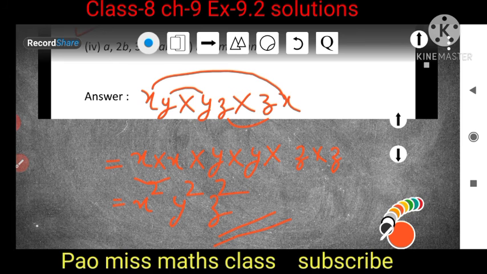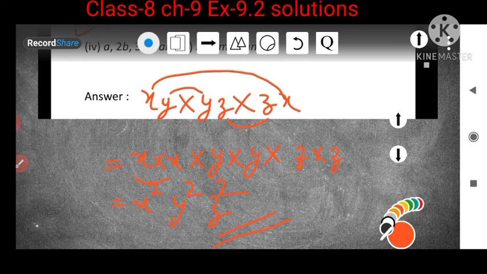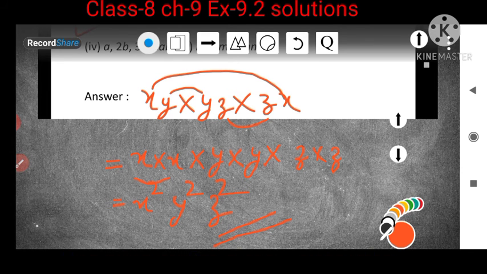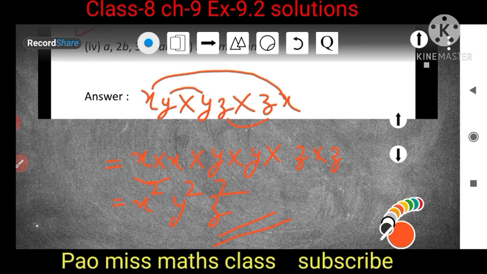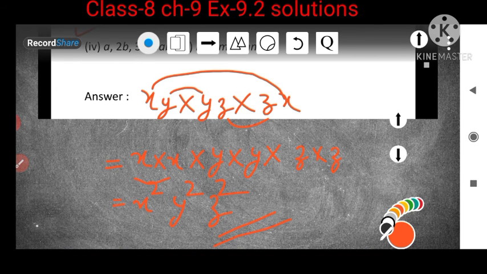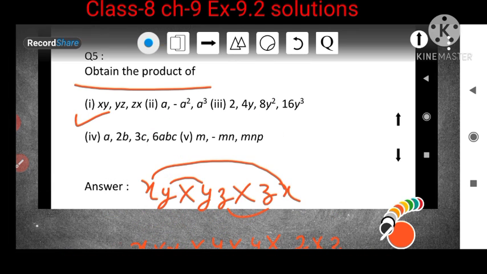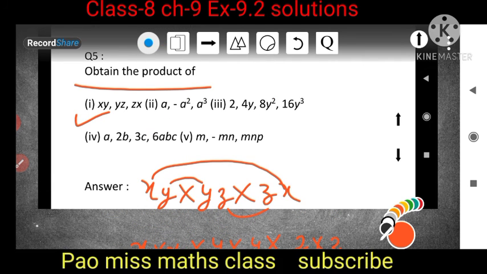Okay, very simple. If the variables are the same, then their powers will be added. Okay, if there is no power, then we have to assume 1. So x, x are there, so it will not become 2x because we are doing multiplication, isn't it? So it will become x to the power 2. That means we have to write them in the exponent form. Now come to the next question.